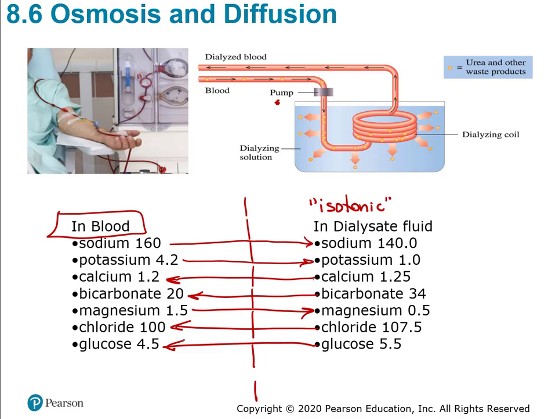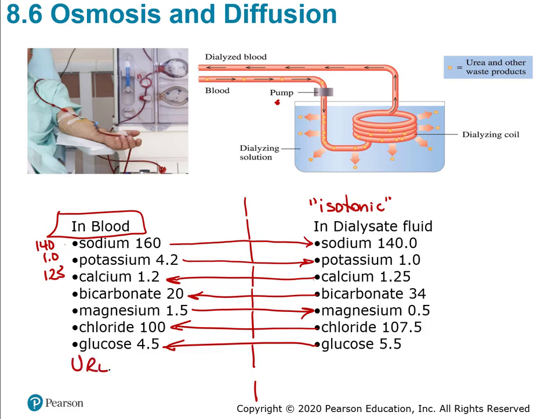No. So eventually the sodium is going to end up being 140, right? The 160 would move, but it's constantly replaced, so more would move, constantly replaced, and eventually they'll be isotonic. So eventually the sodium will be 140, potassium will end up being 1.0. They'll end up matching. They'll have 1.25 calcium, so it'll end up matching that isotonic condition of the dialysis fluid.